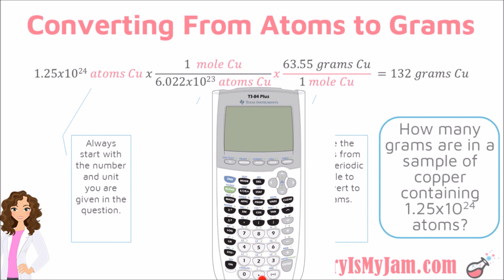I'm going to say 1.25 EE, so second EE, 24. That's 1.25 times 10 to the 24th times 63.55. And then I'm going to divide by 6.022 EE, so second EE, 23. Hit equals, and you should get 132 grams of copper.